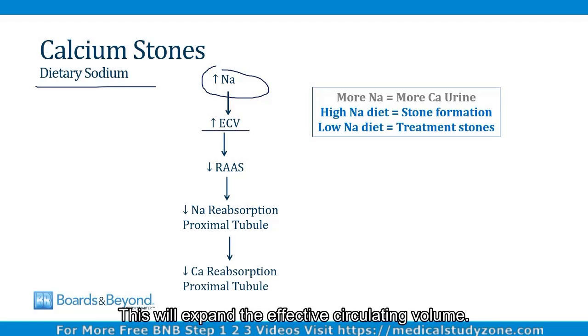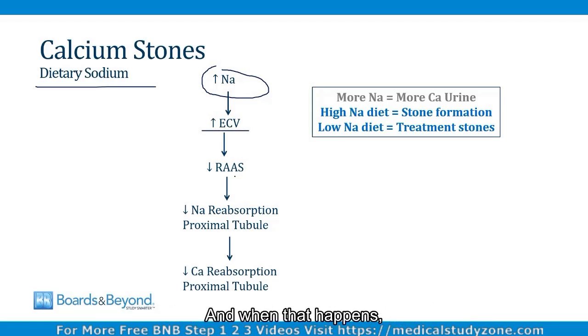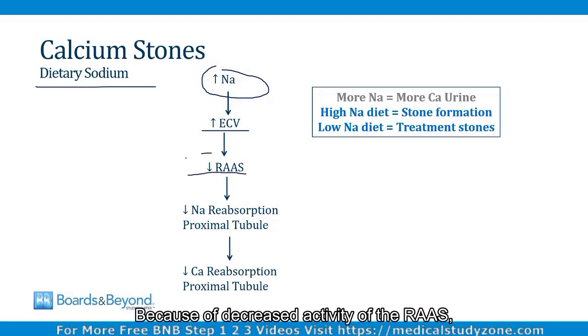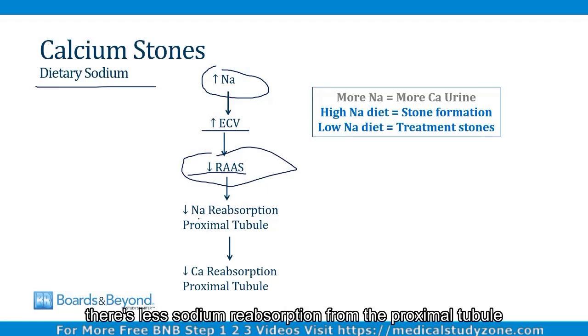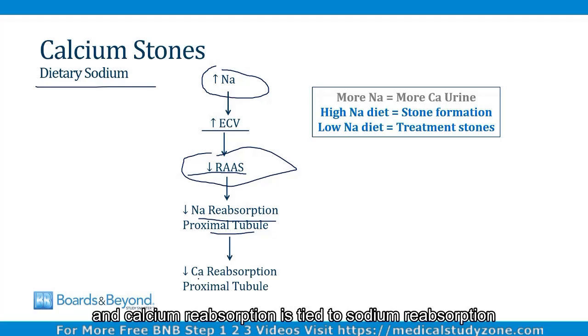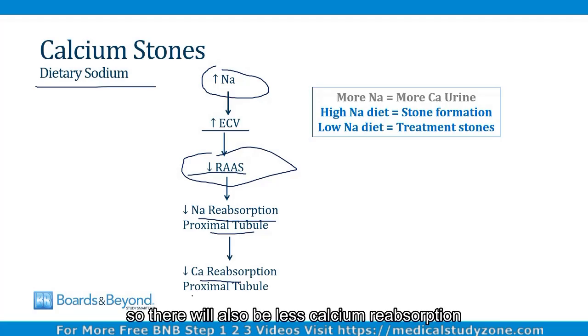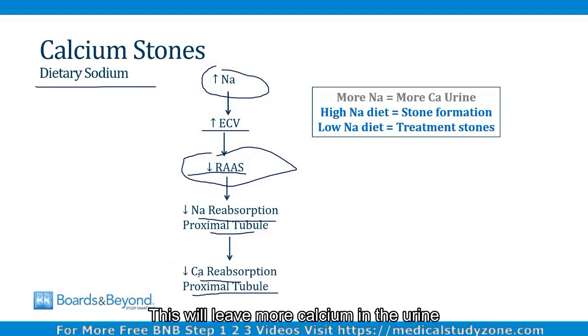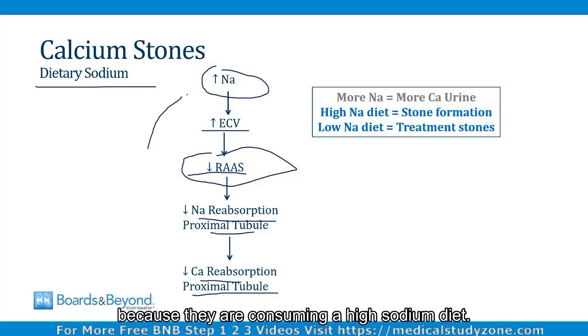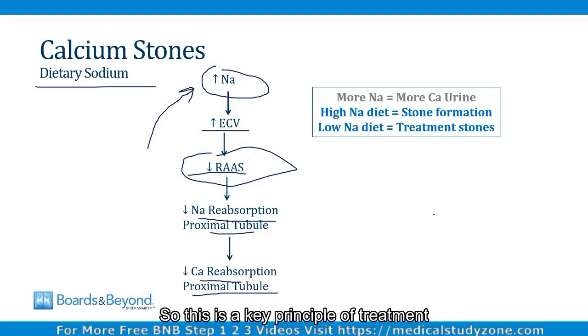This will expand the effective circulating volume, and when that happens, the renin-angiotensin-aldosterone system will be dialed down. Because of decreased activity of the RAAS, there's less sodium reabsorption from the proximal tubule, and calcium reabsorption is tied to sodium reabsorption in the proximal tubule, so there will also be less calcium reabsorption in the proximal tubule. This will leave more calcium in the urine and set patients up for calcium stones because they are consuming a high sodium diet. So this is a key principle of treatment of calcium kidney stones.